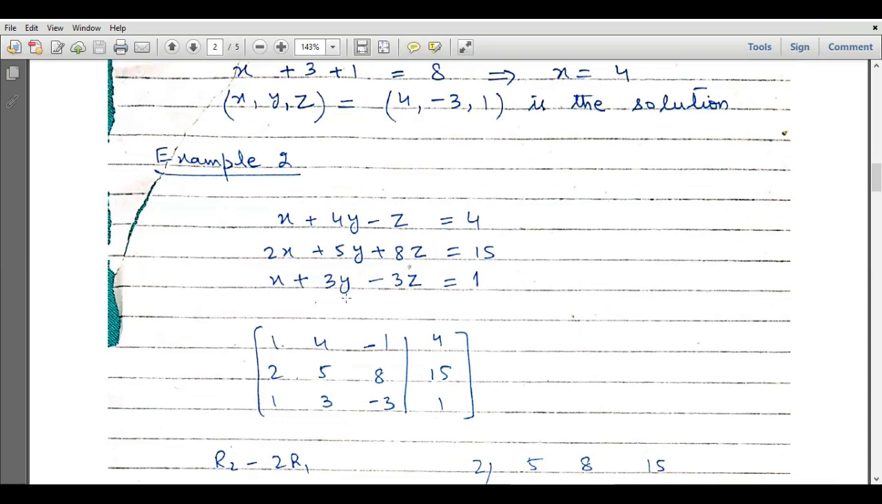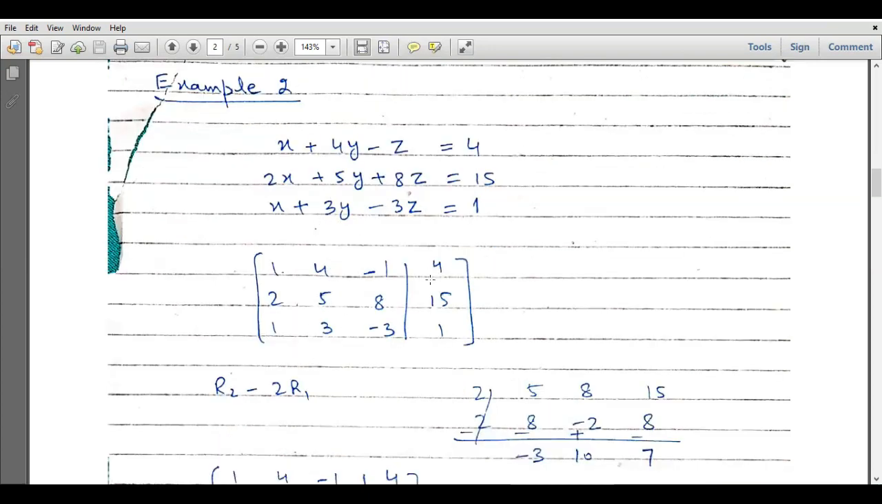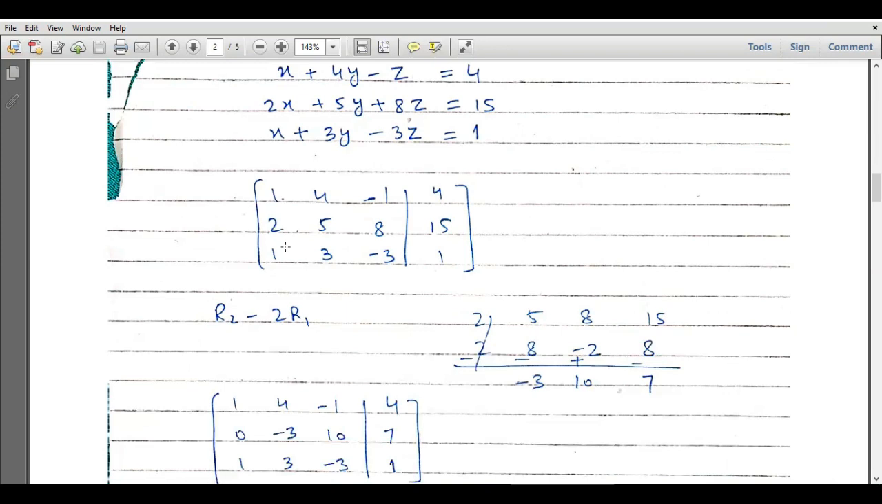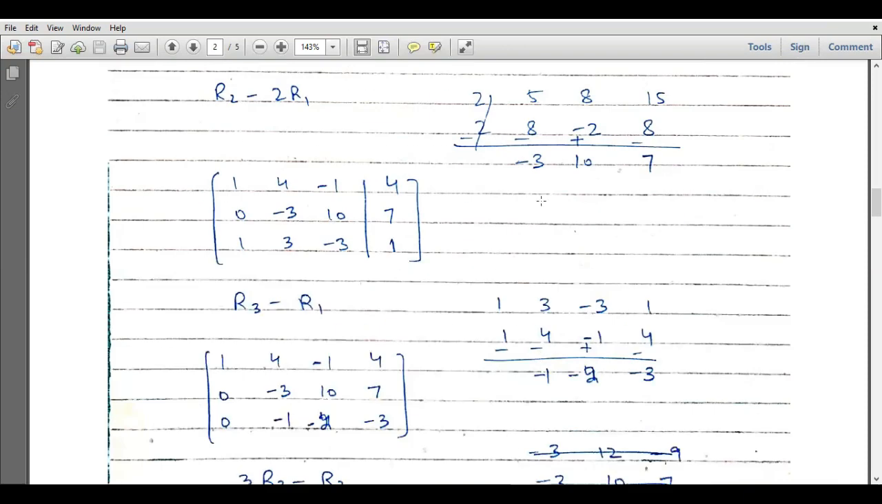So this system has been represented in the augmented form. And first of all, let's evaluate the new second row, in which the first entry is equal to 0. So R2 minus 2R1 will be performed, and this is our new second row. Similarly, now convert this entry to 0, with R3 minus R1, and it will be 1 3 minus 3 1 and 1 4 minus 1 4.